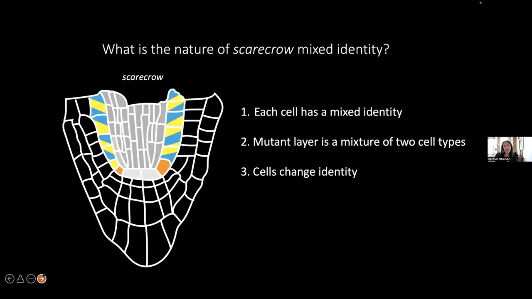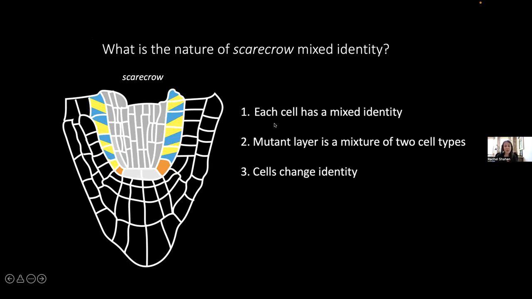However, I was interested in this also as an opportunity, not just for proof of principle, but also to investigate a question that's been outstanding, even though one of the mutants, Scarecrow, has really been studied for 30 years. So that question is, what's the nature of this mixed identity phenotype of the mutant layer?